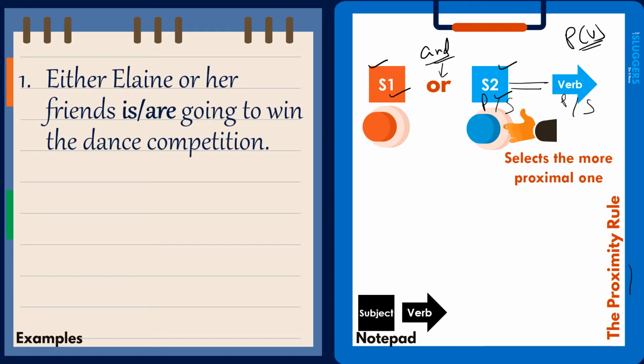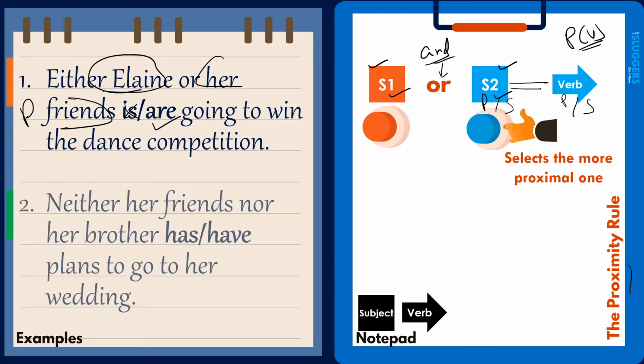Let's look at a few examples. The first sentence says: either Elaine or her friends is or are going to win the dance competition. The first subject is Elaine, the second subject is her friends. Which one is more proximal to the verb? Well, her friends, the second subject, right? Which is plural in nature, so the verb should also take the plural form. The correct word here will be are and not is. So: either Elaine or her friends are going to win the dance competition.